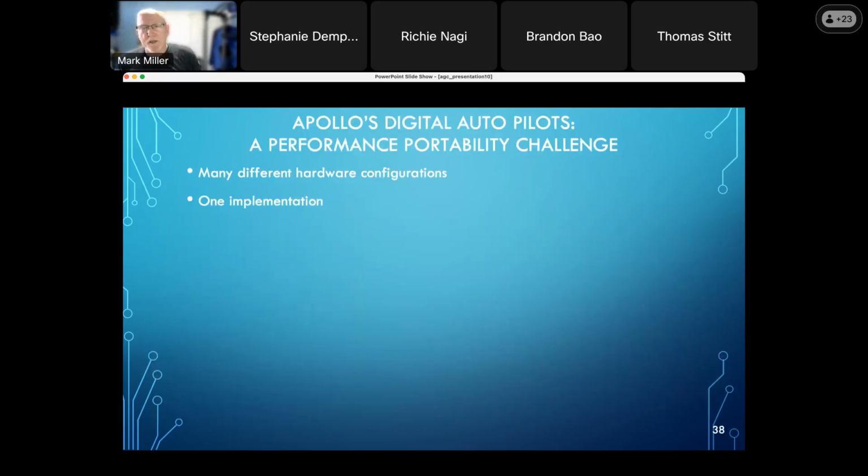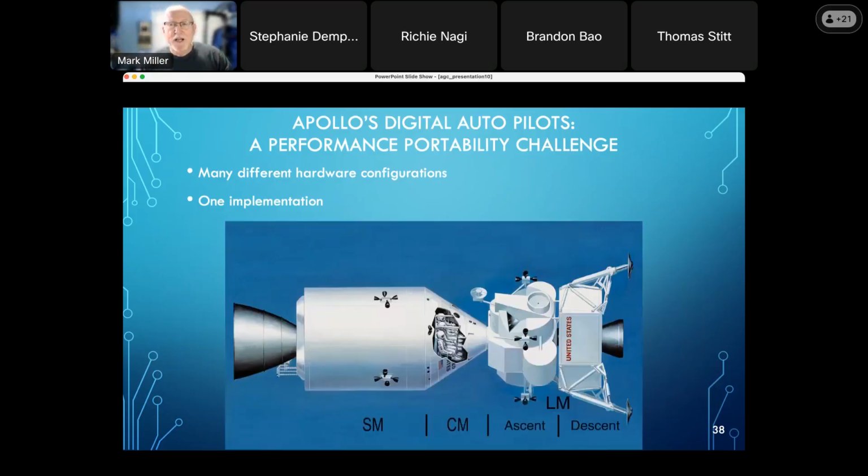So I'll talk a little bit about the autopilot. This is how, when the main engines are burning, a computer makes sure, for example, that the thrust it's producing is going right through the center of gravity or the center of mass of the spacecraft. And you need to be able to do that for a number of different configurations of the spacecraft.